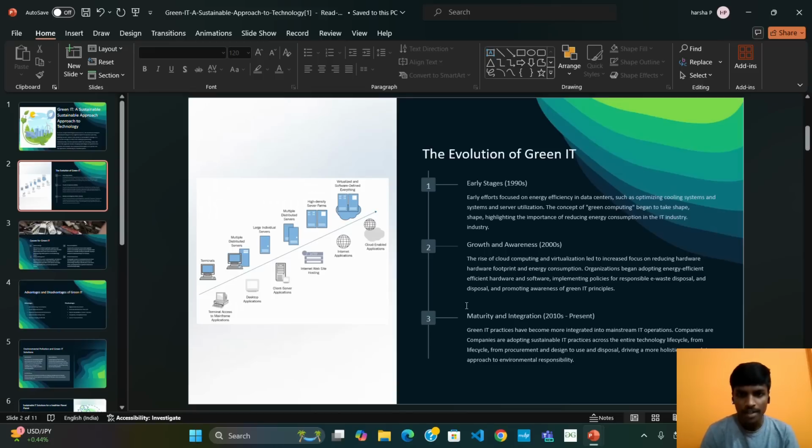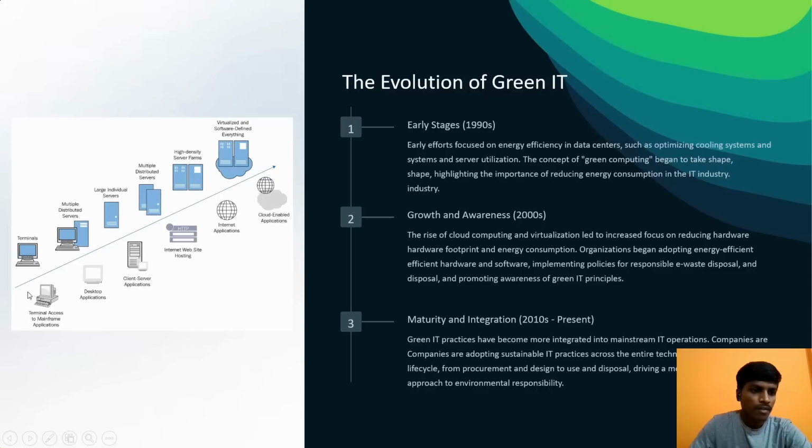The evolution of Green IT. So basically, you can see a picture where the evolution of Green IT has taken place. First, it was in the terminals, then multiple distributed servers, then large individual servers, multiple distributed servers, high density server frames, virtualized and software defined everything.